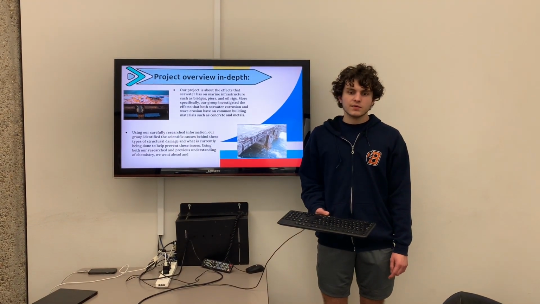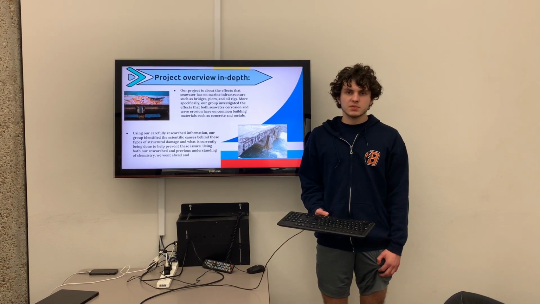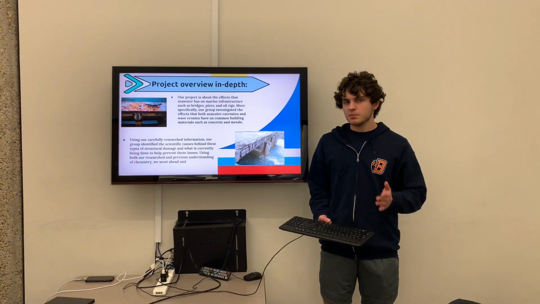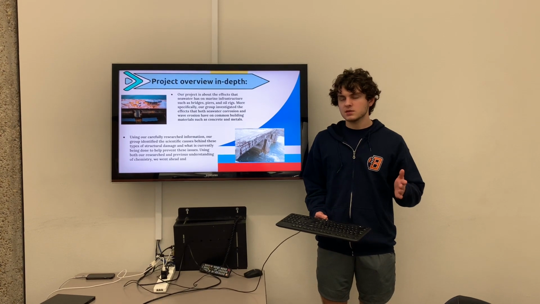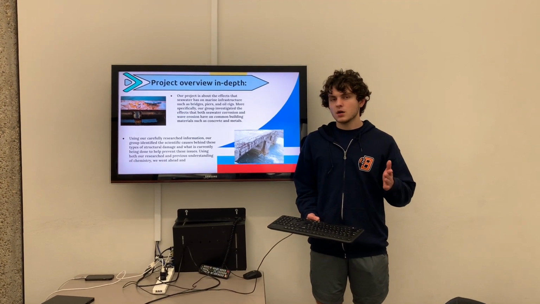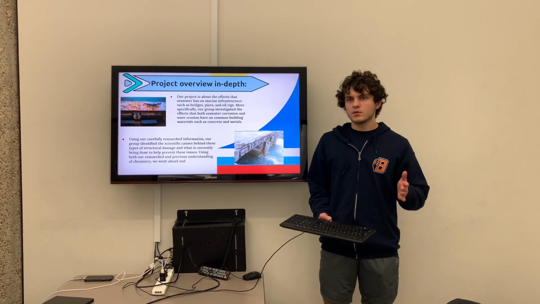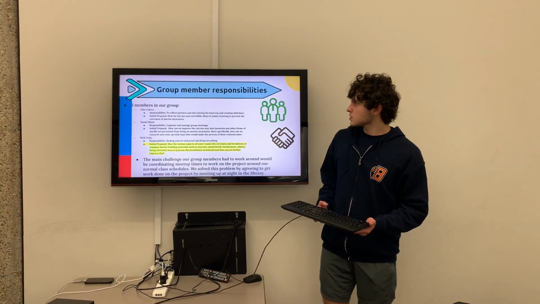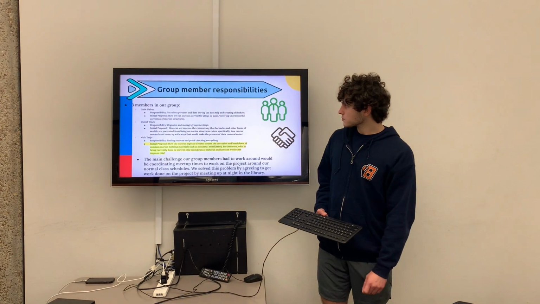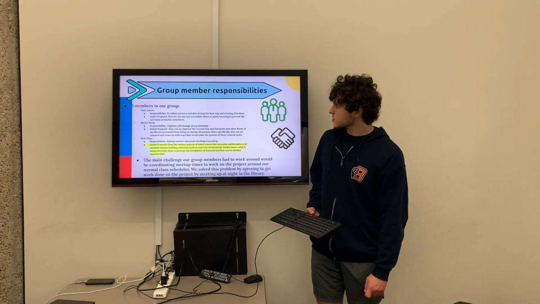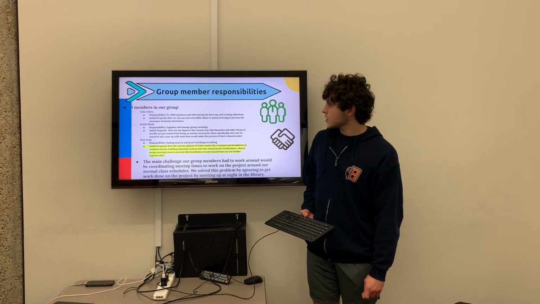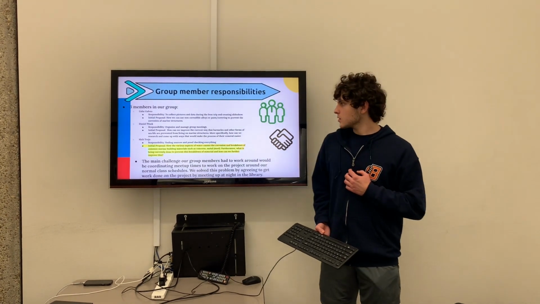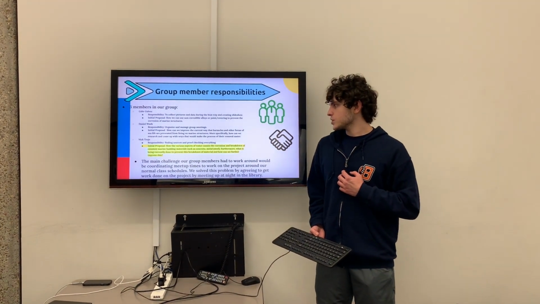on the degradation of common marine structures and building materials such as steel and concrete, and also the shapes that can possibly help divert and resist the erosion of the seawater and the waves. So group member responsibilities. Gabe Galvez was responsible for collecting pictures and data. I was responsible for organizing and managing group meetings, and Nick was responsible for finding sources and proof checking everything.